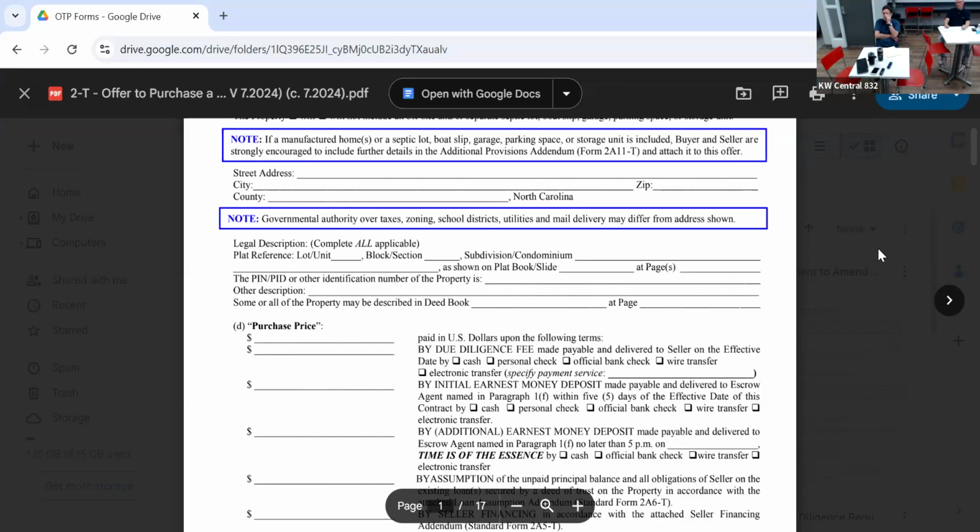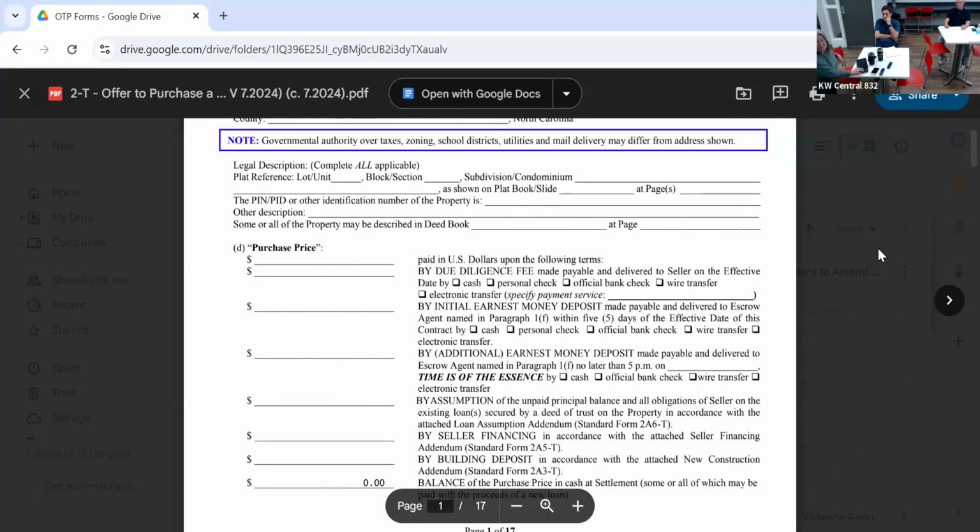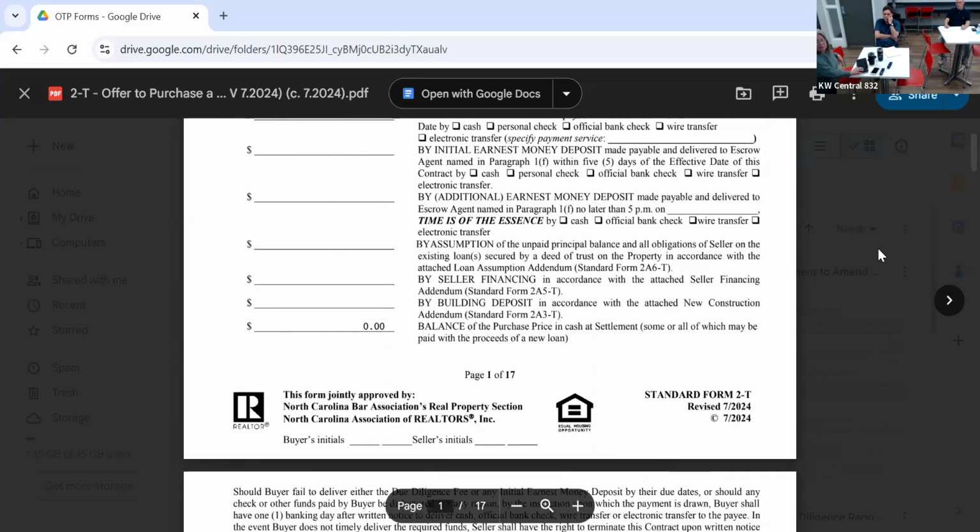An additional initial earnest money, if there is any, and again, how it's going to be paid. Additional earnest money, kind of self-explanatory as well. Additional earnest money is time is of the essence. And so just make sure to keep that in mind. Assumption, we're not seeing many assumptions. If it is, we need to contact an attorney to assist us with that assumption because there's going to be additional paperwork.